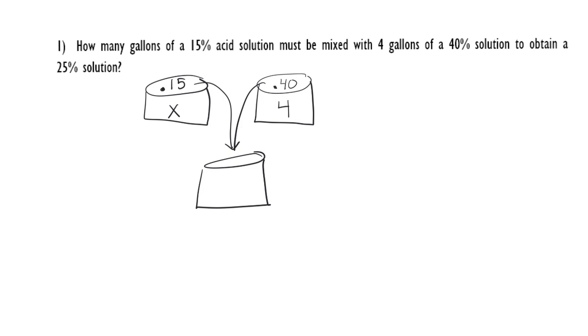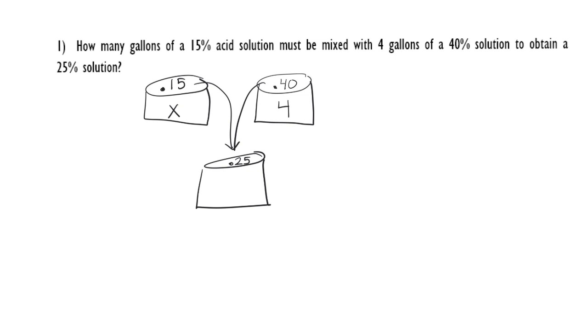I'm going to mix these together. Now you can tell that one is a lower strength, one is a higher strength. So if I'm going to mix them, I'm going to end up with some sort of strength in between those. And I want to get a 25% solution. So I'm going to squeeze this in. I didn't make my buckets very big here. 0.25 right there.